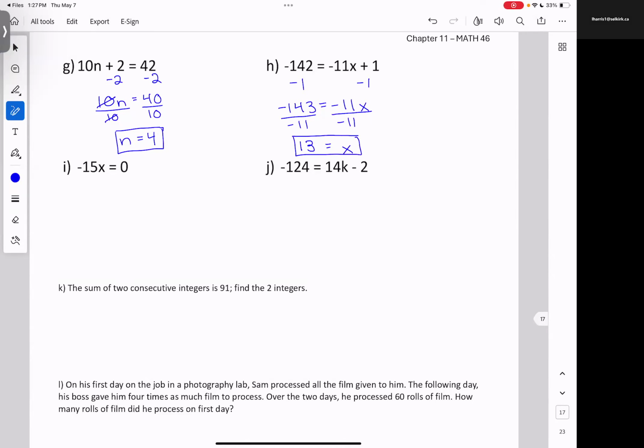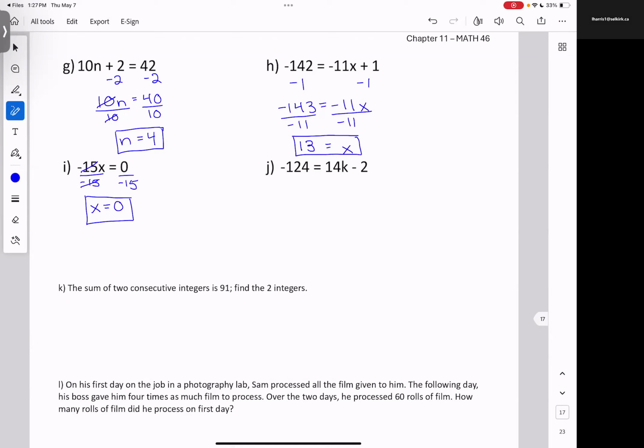In I, we want to once again isolate our x. To do so, we would divide both sides by negative 15. Okay, our negative 15s cancel on the left. We're left with x equals, and 0 divided by any number is 0. So our answer here is just x equals 0.